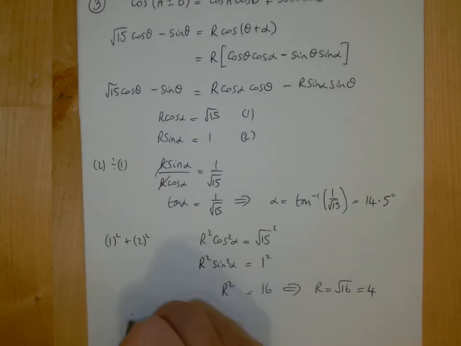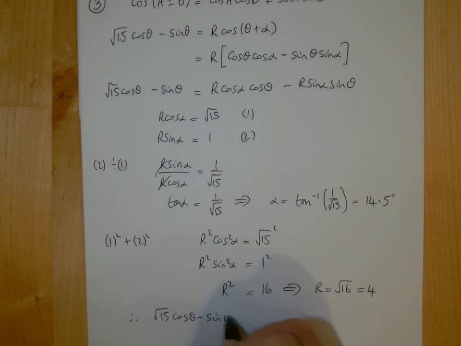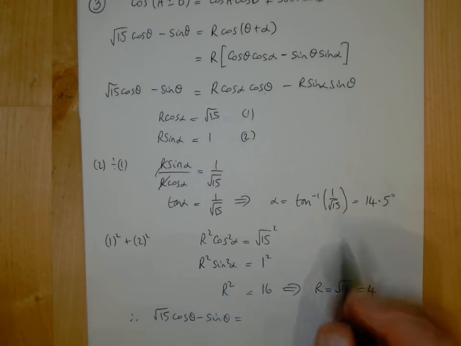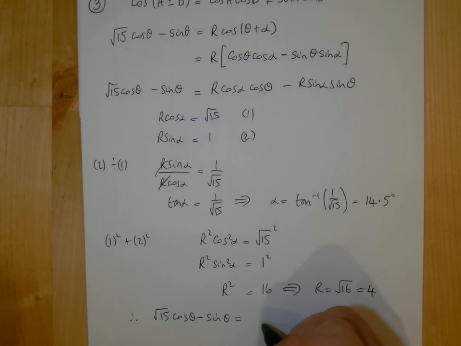So therefore, root 15 cos theta minus sine theta equals 4 cos(theta plus 14.5).